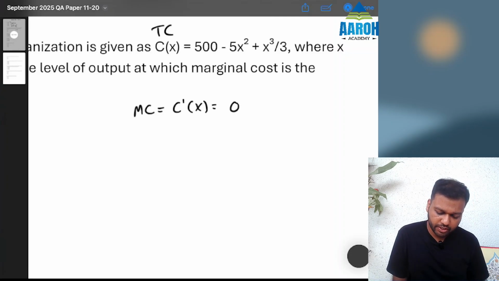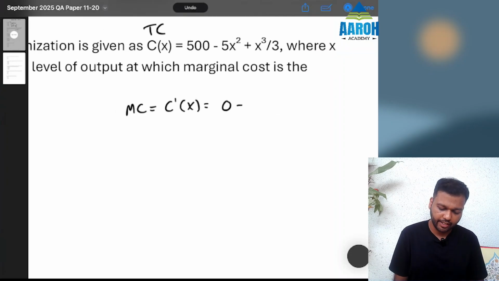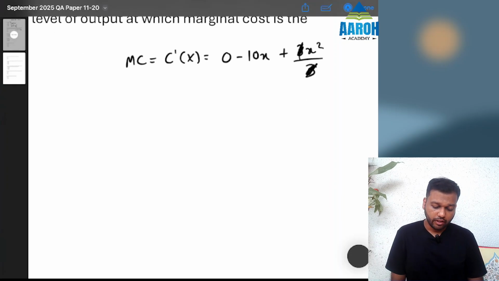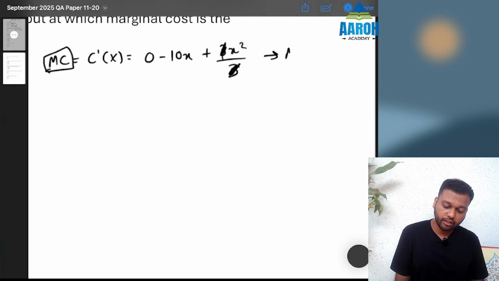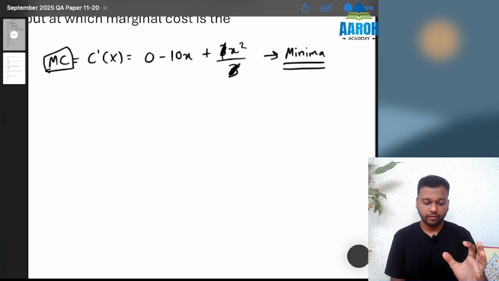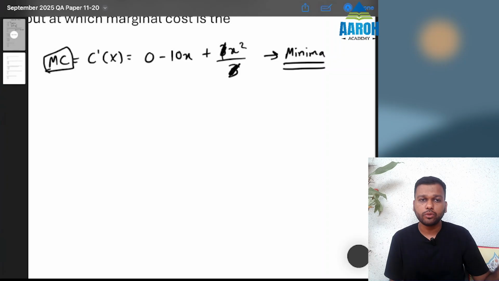The derivative of 500 will be 0 minus the derivative of 5x square. So 5 into the derivative of x square is 2x. So I'll just write 10x plus x cube, the derivative will be 3x square upon 3. So I can just cancel this 3. Now understand, this is marginal cost. We have to find when this marginal cost is minimum. That means we have to find the minima of this marginal cost. How do we find minima? We take the derivative and we set that derivative equal to 0.